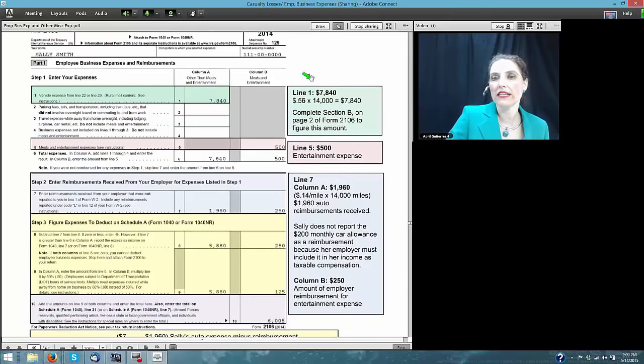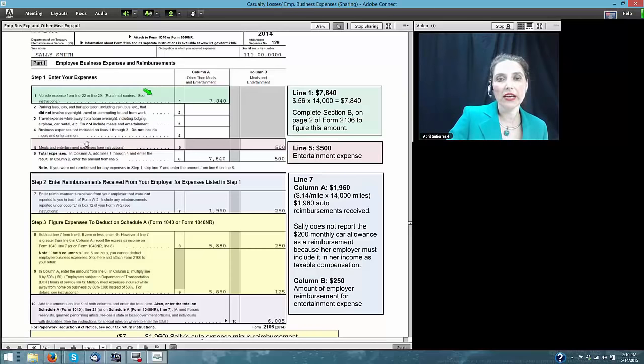She drove 14,000 business miles, and the standard mileage allowance she can claim for that car is 56 cents per mile. So when you go 56 cents per mile times 14,000 miles, that's a $7,840 expense that she is allowed to enter on line 1 in column A of Form 2106.